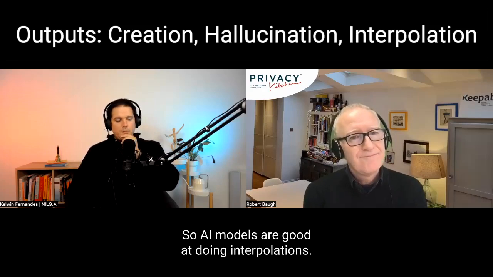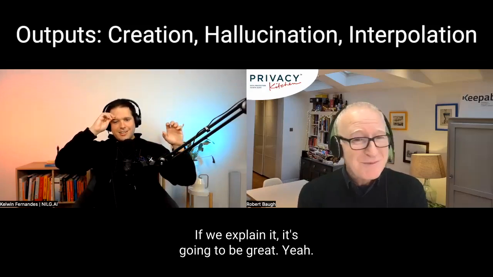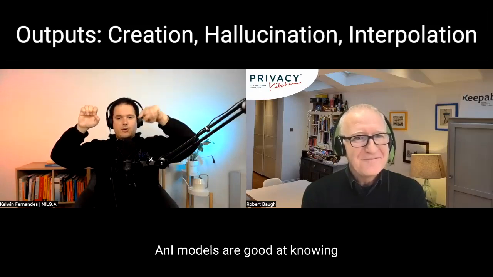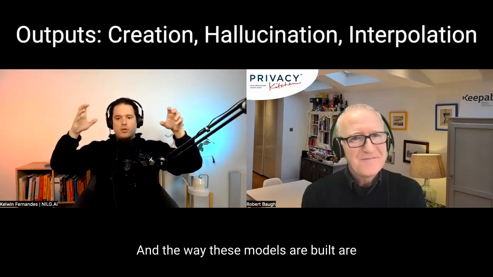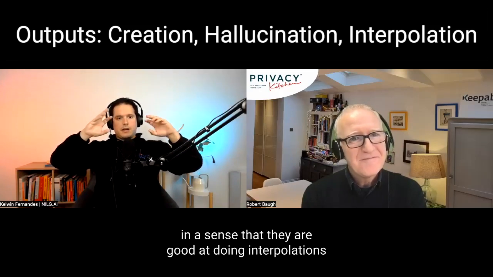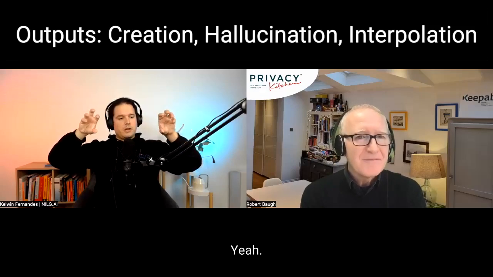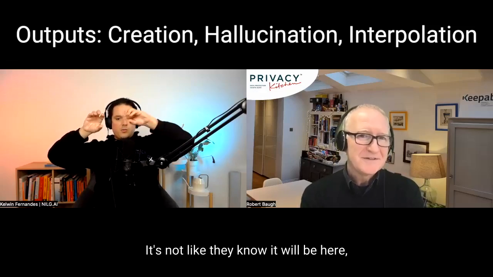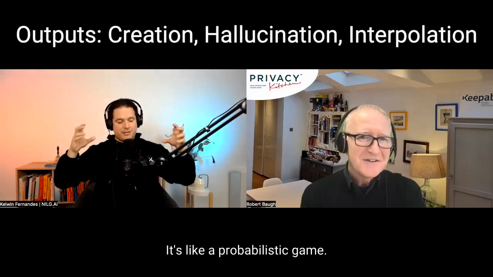So AI models are good at doing interpolations. I'm not sure if interpolation is too technical a word, but if we explain it, it's going to be great. Let's say you have a data point here and you have a data point here. AI models are good at knowing what will happen in the middle. The way these models are built, they are good at interpolating between the data they saw and the data that will get shown. And this is a probabilistic game. It's not that they know it will be exactly here, but it will be around here. Especially with LLMs. Exactly, it's a probabilistic game.